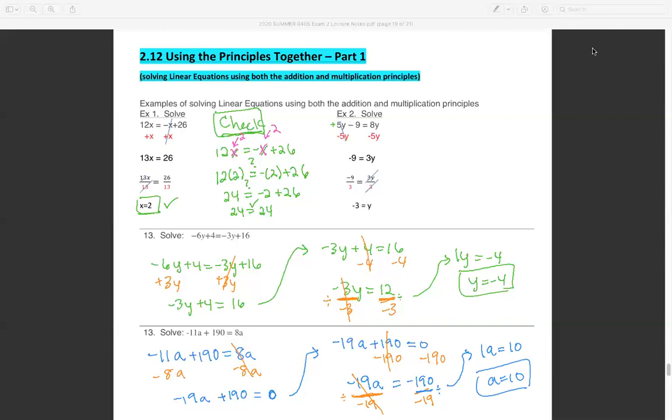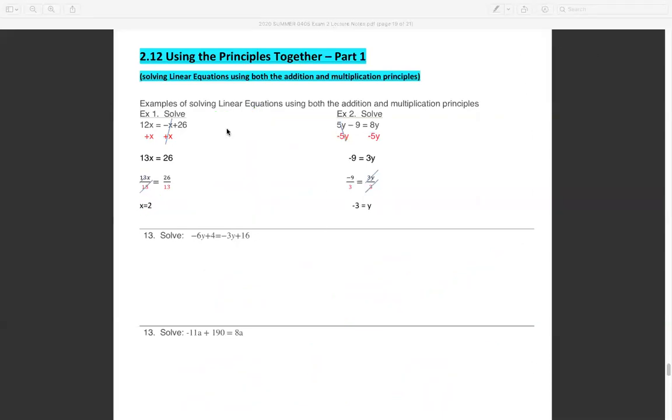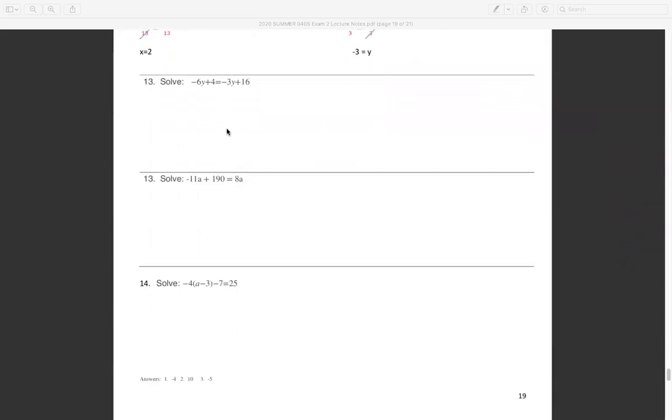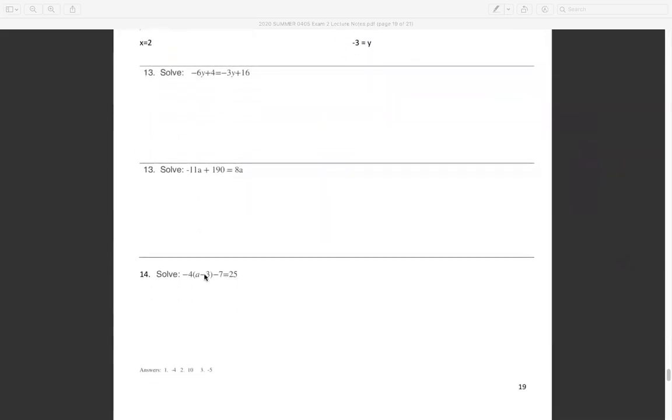All right, we have one more to do, so let's scroll up here. Before we can do this, we have to do simplifying. We can't start undoing anything until the simplifying is all taken care of. To simplify, first we have to distribute this negative 4.